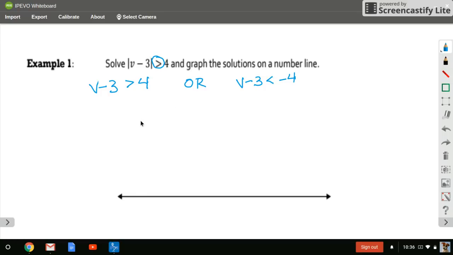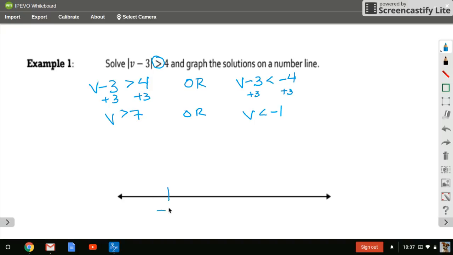Now we solve them just like we know how to. So we add 3, and we get v is greater than 7, or, again adding 3, v is less than negative 1.